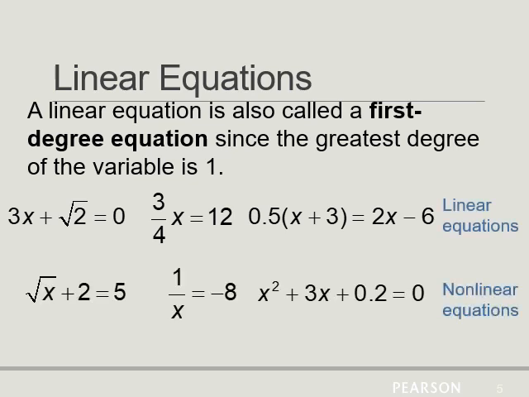So this one, 3x plus square root of 2 equals 0: x to the first power, that's a linear equation. 3/4 of x, x to the first power, linear equation. 5/10 times x plus 3, x is first degree, linear equation. Now, square root of x. Square root is really x to the 1/2 power, not linear. 1 over x, that's x in the denominator, so it's really considered x to the negative first power, not linear. x squared, not linear. Linear, not linear.